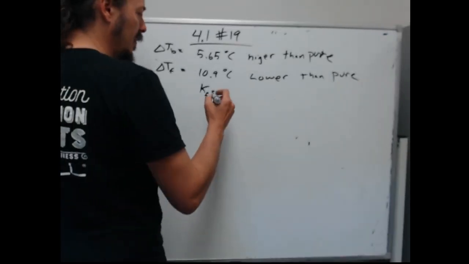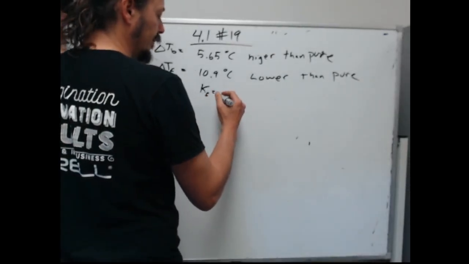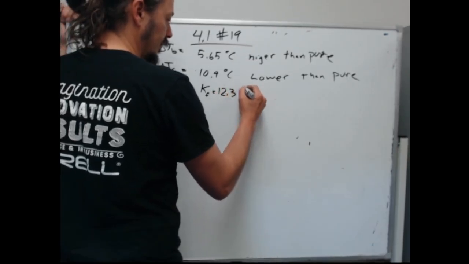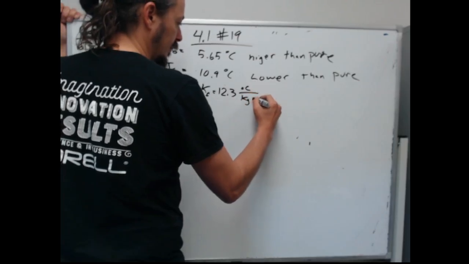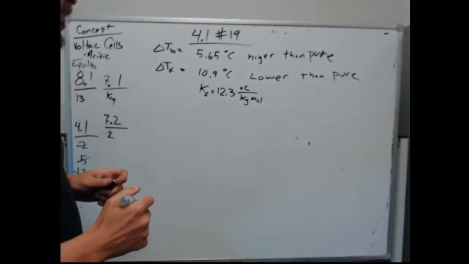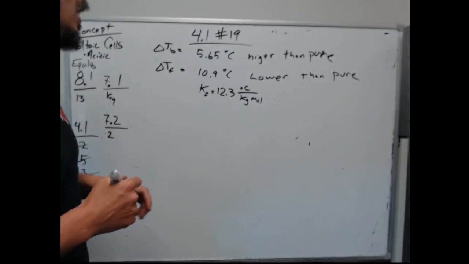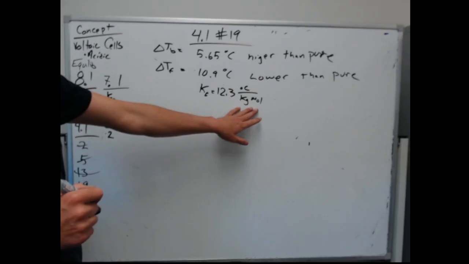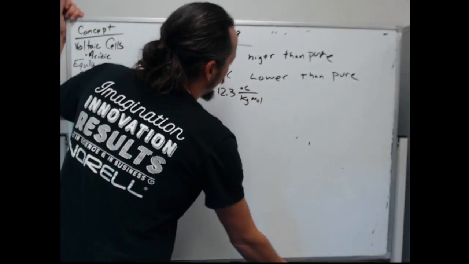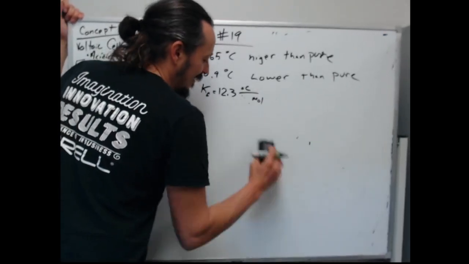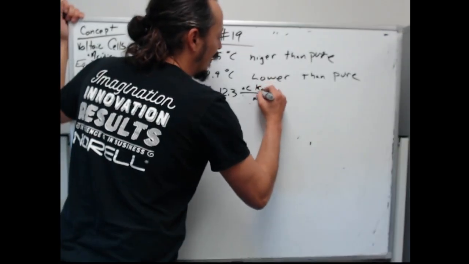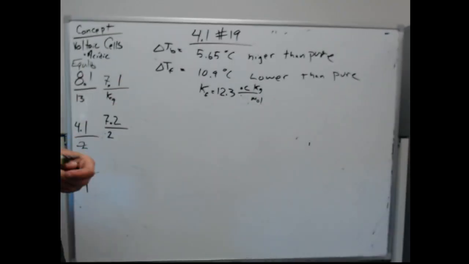What was the Kf value? The value of Kf for the mystery solvent is 12.3 degrees Celsius kilograms per mole. What is Kb for the mystery solvent? Wait, degrees Celsius kilograms per mole? Yes. Should that be a fraction, or should it be like that? Oh, sorry. It should be degrees Celsius times kilograms per mole. Okay, there we go. Right. Because kilograms per mole, moles per kilogram, that's like 1 over molality. Okay, that makes sense. So, what do we do with this problem?